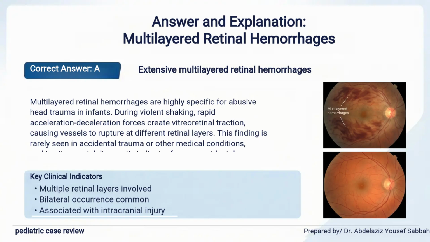Three key clinical indicators define this finding in the context of abusive head trauma. First, multiple retinal layers are involved, not just a single layer. Second, bilateral occurrence is common, though unilateral cases can also occur. Third, this finding is strongly associated with concurrent intracranial injury. Every infant with suspected abusive head trauma must undergo dilated fundoscopic examination by an ophthalmologist.